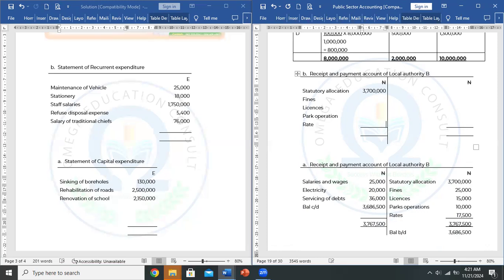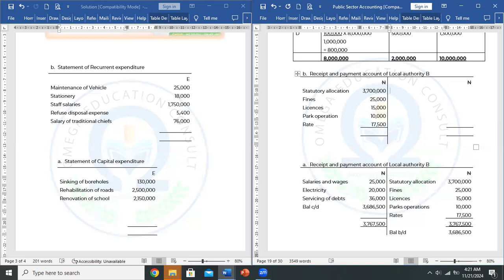Okay. So let me put in the figures. For fines, 25,000. Then for licenses, 15,000. Parks, 10,000. And the rates, 17,500. Good. So these were the receipts they had.